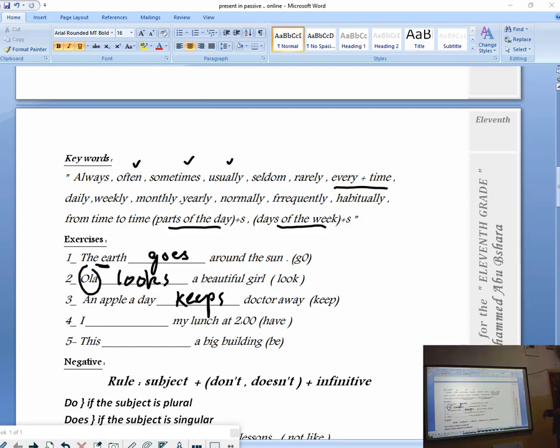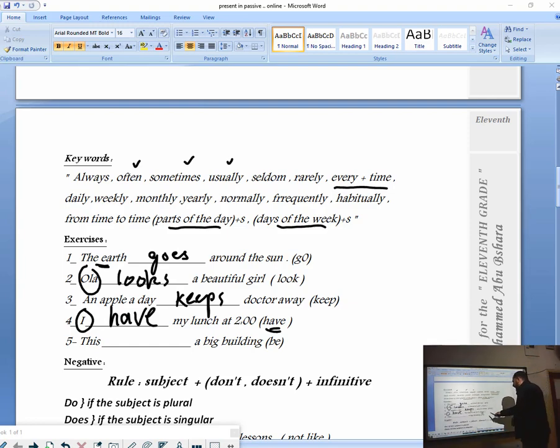The fourth one: I have my lunch at 2 o'clock. It speaks about a habit. The subject is I. I is not singular and not plural, but we always deal with it just like plural nouns. So I use have without changing anything: I have my lunch at 2 o'clock.